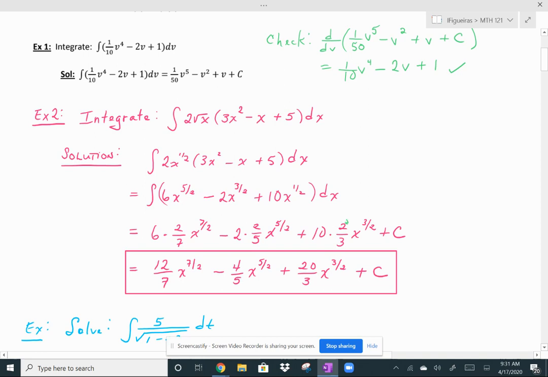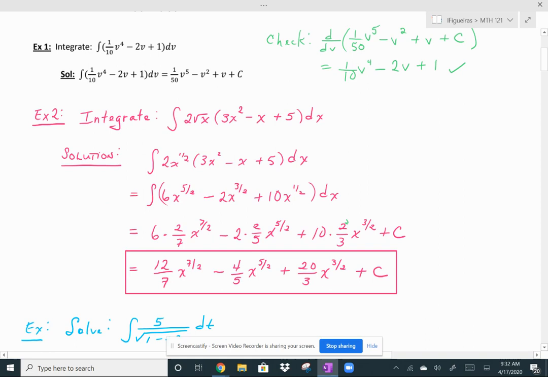So when you simplify, you see the answer here in this pink box. It's 12/7 x to the 7/2 minus 4/5 x to the 5/2 plus 20/3 x to the 3/2 plus c. Unlike the previous example, if I were to check this, I wouldn't get back to where I started because of the algebra that we did. If you were to take the derivative of what you see in the box, you would get back to the integrand that you see here after you expanded it.